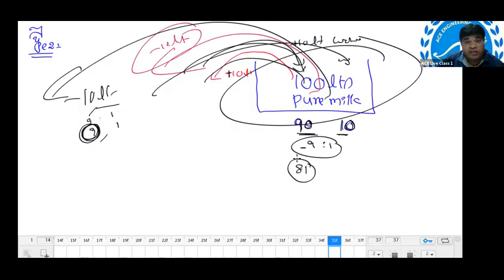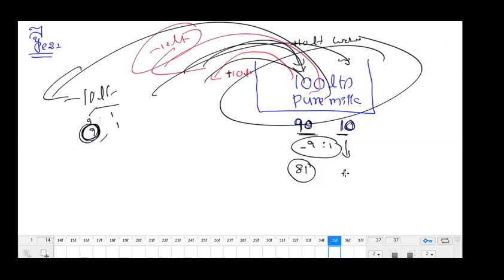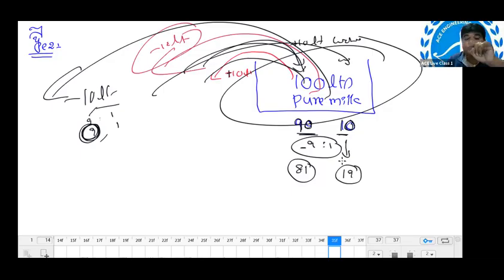Because you can observe, friends: milk obviously decreased, water obviously increased. There is no change otherwise, milk we are not adding, only water every time. Milk is compulsorily decreased and water is increased. So 81 is the milk now. What is the water now? Water 19. Okay, don't get confused. The total quantity is always how many liters?